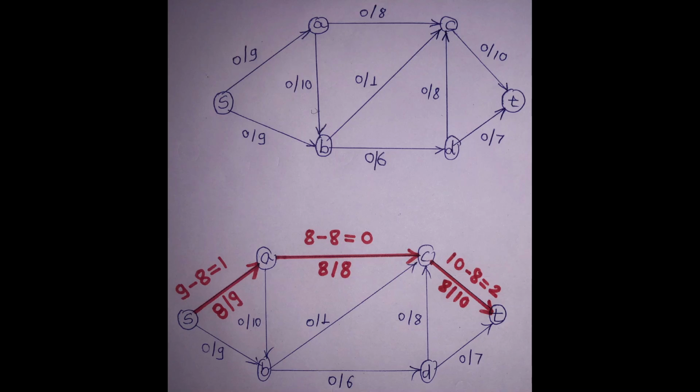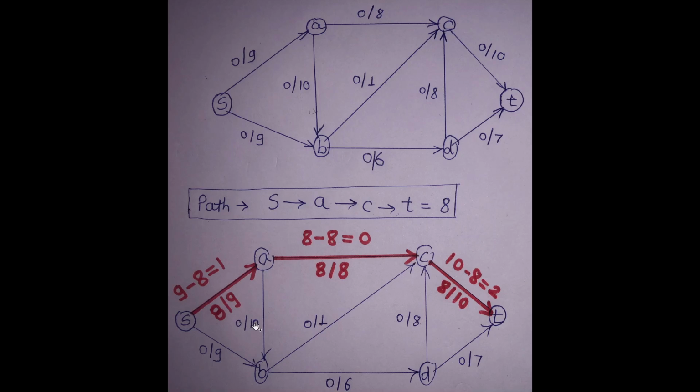Okay, then S to A to C, C to T. Is it a path? No, it is a value, the total flow of our network.